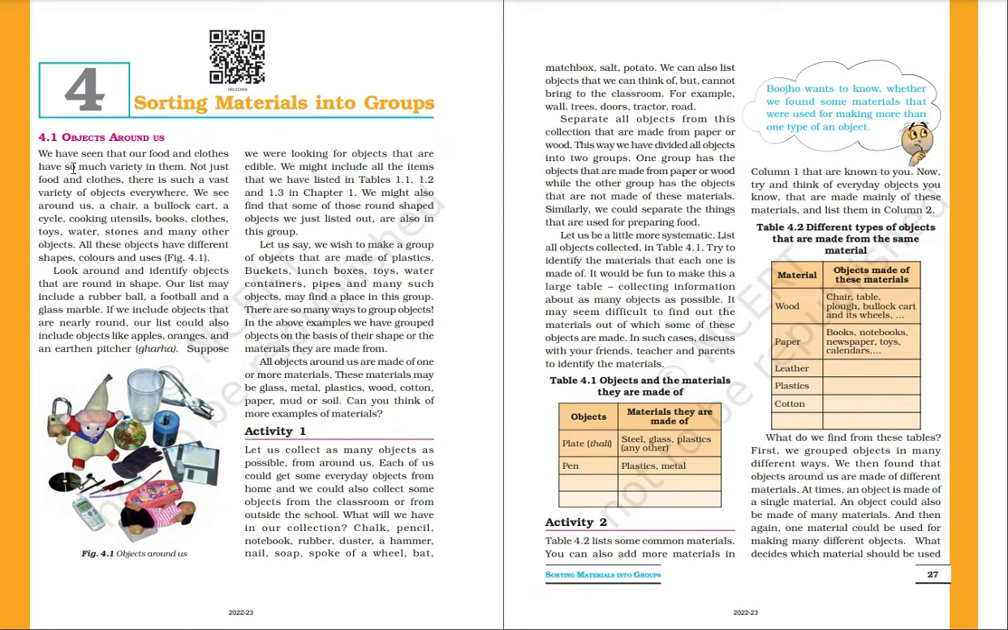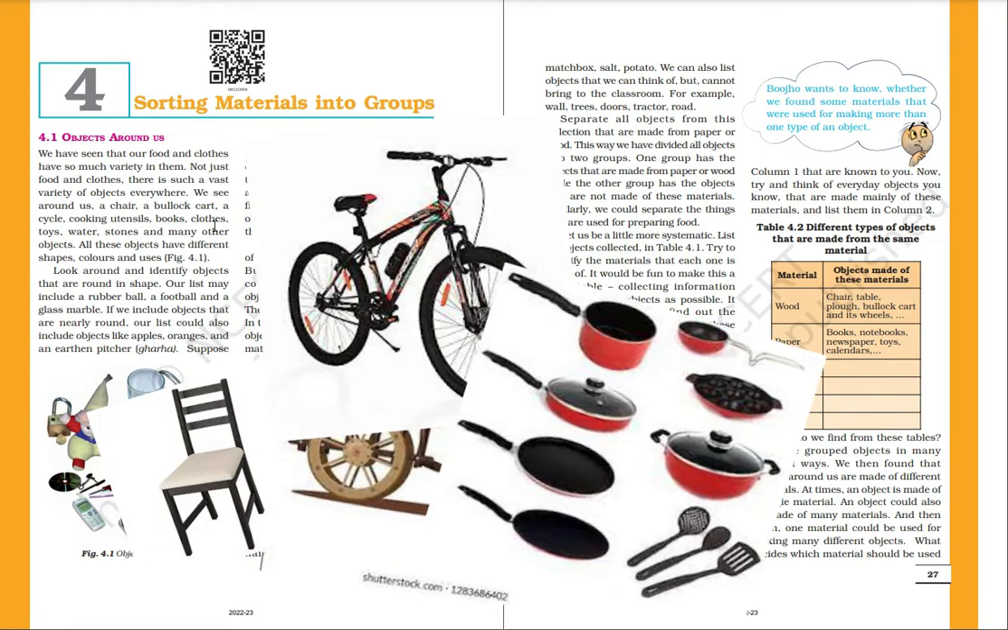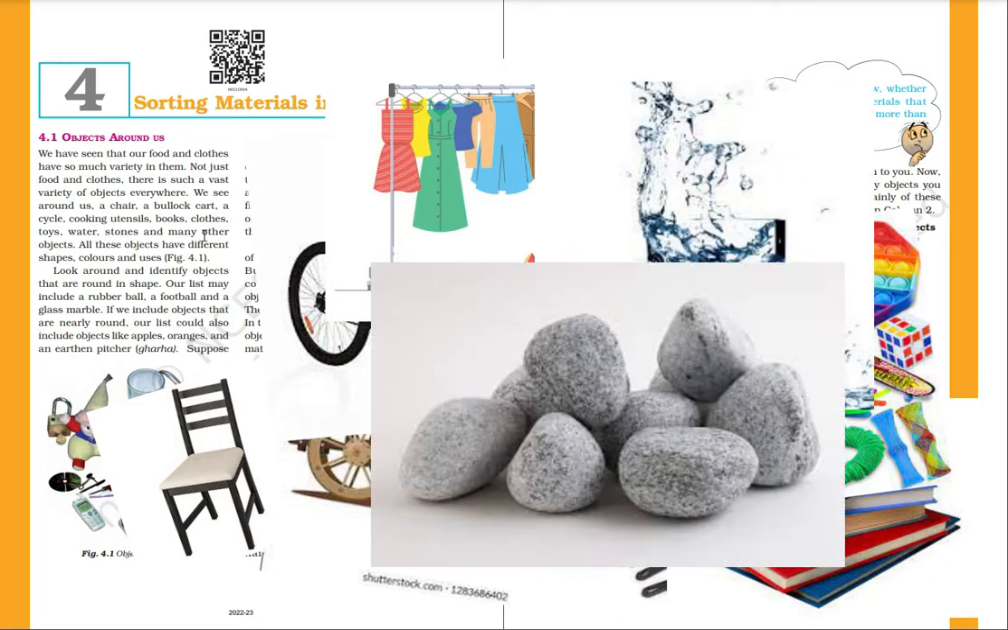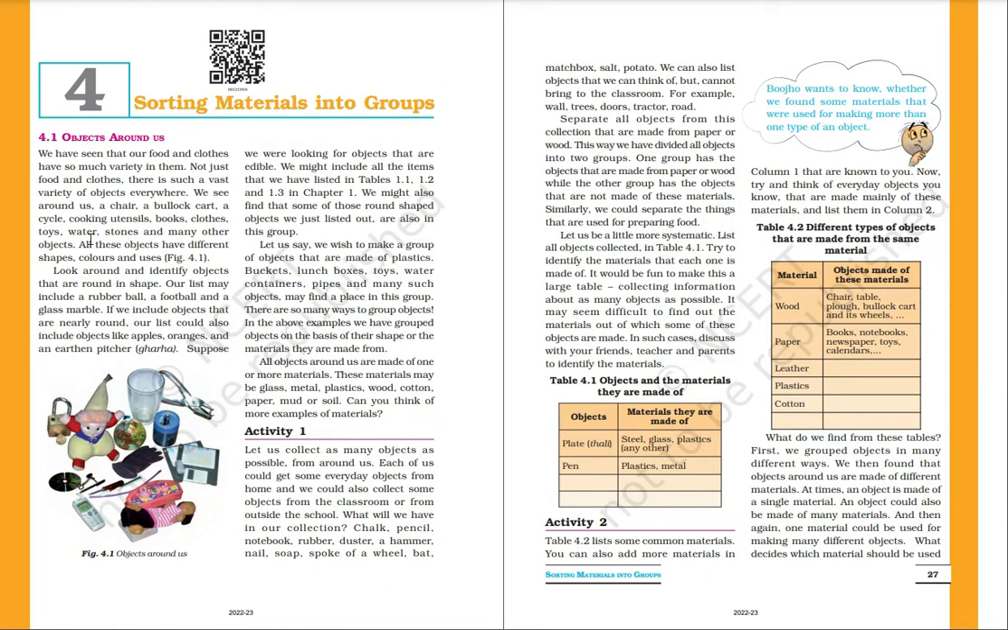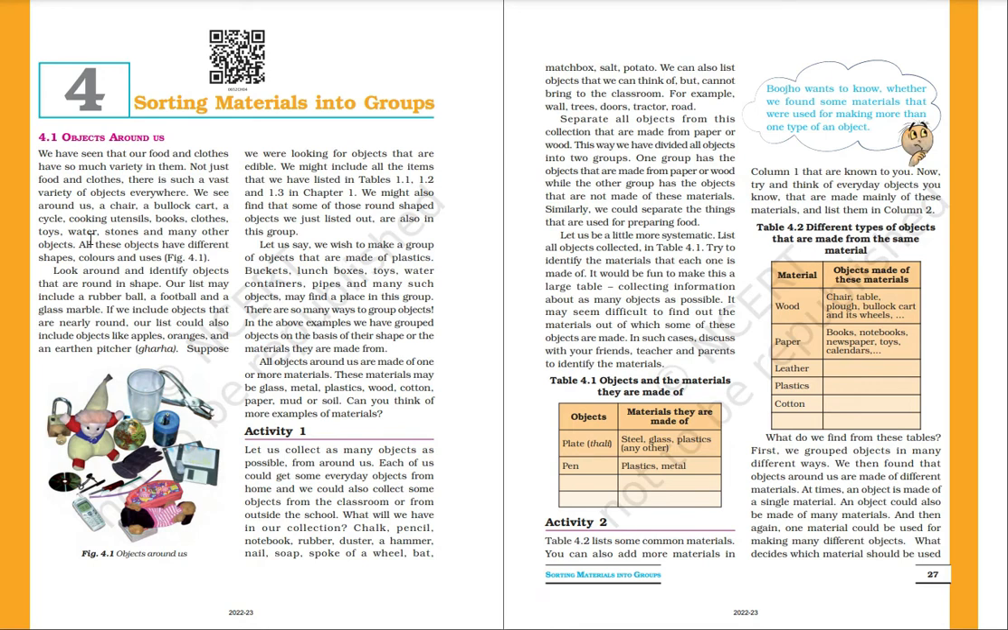So let's start. We have seen that our food and clothes have so much variety in them, not just food and clothes. There is such a vast variety of objects everywhere. We see around us a chair, a bullock cart, a cycle, cooking utensils, books, clothes, toys, water, stones, and many other objects. So basically it says that there is a variety of objects in all of the world. We can find many different types of objects of the same variety, which means we can find a pen of blue color, black color, or any other color. That's what's mentioned here basically.